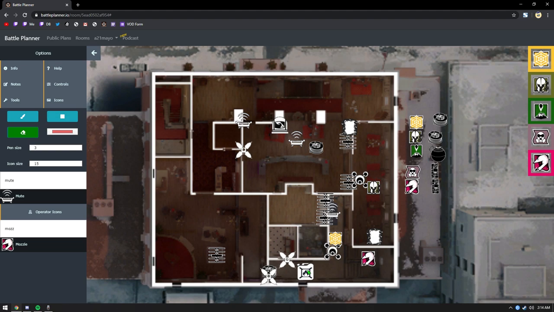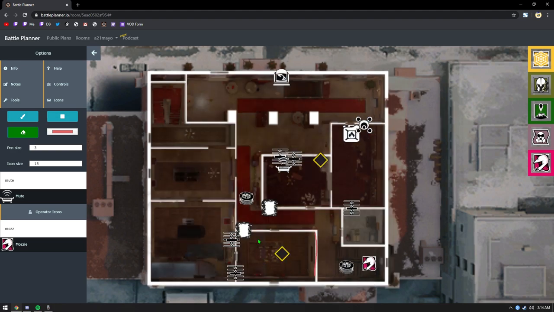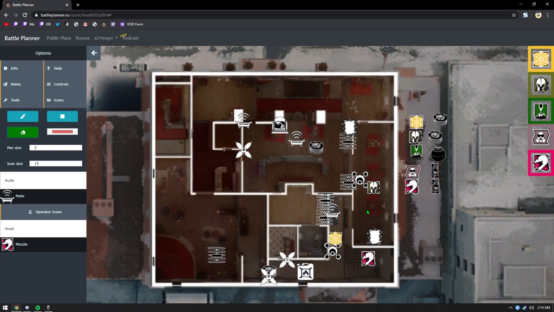Now, the reason that Goyo is bringing impacts instead of a nitro cell is so that way he can make these two rotates here in the matter of seconds. We already have two nitro cells on Mute and Mozzie, so we don't need to worry about having a third. Now, moving on to Mute and his utility.